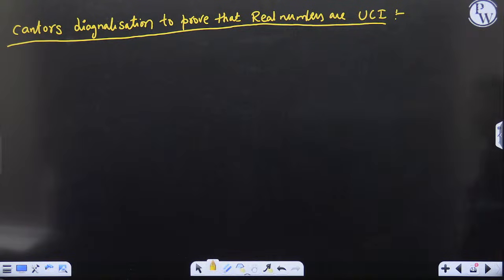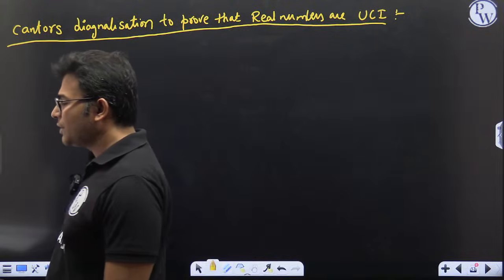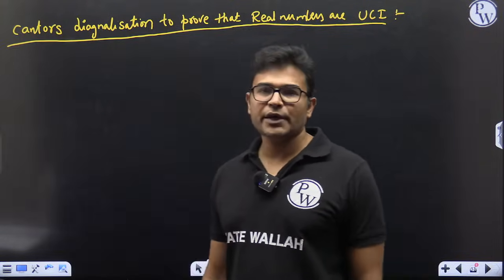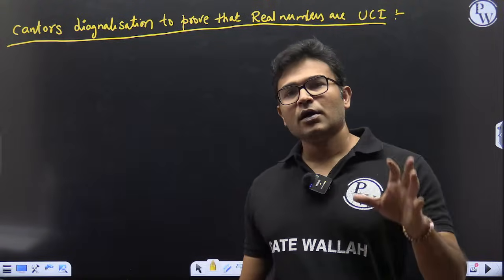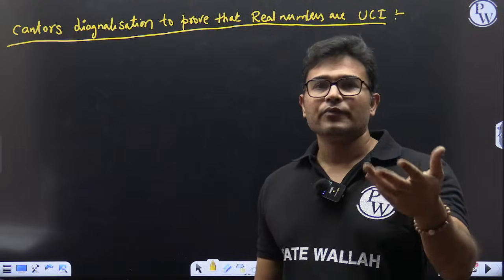Cantor's diagonalization to prove that real numbers are uncountably infinite. Now that you are saying that real numbers are countably infinite, what I am asking you is to give me the entire list of real numbers by using the enumeration procedure that you are using.